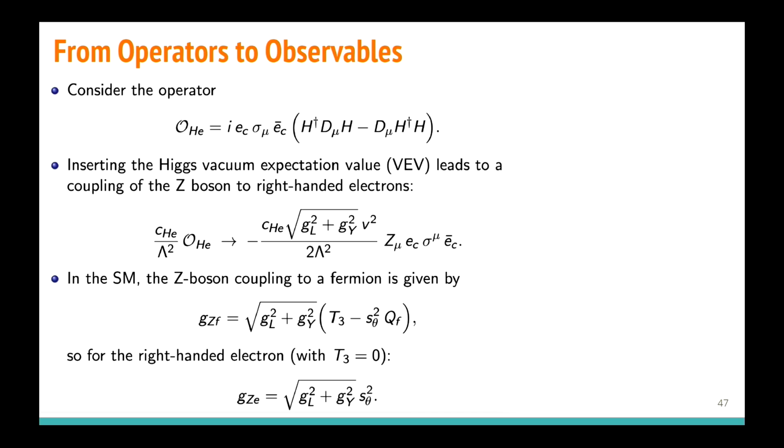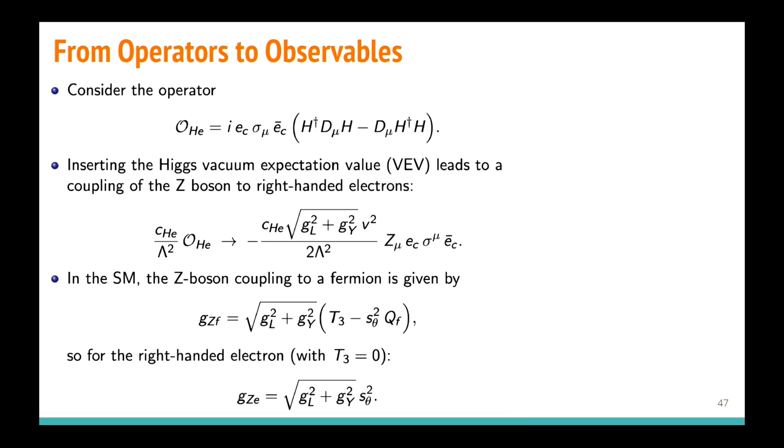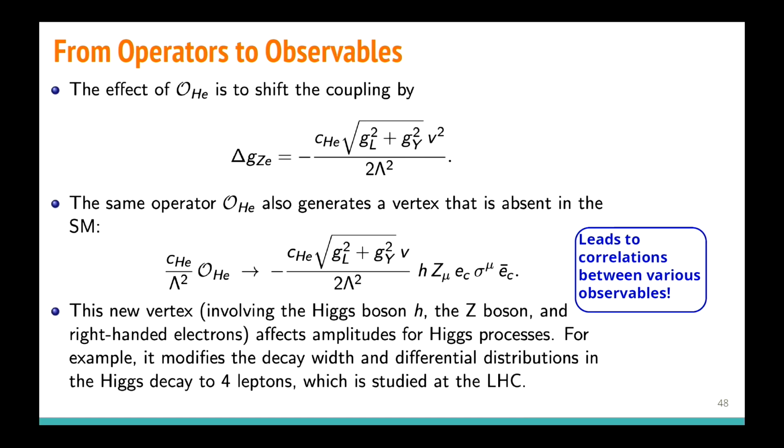In the standard model, the Z boson coupling to fermions is a familiar expression. So this comprises both the left-handed couplings as well as the right-handed couplings. In order to obtain the right-handed coupling, we set this T3 to 0 and Q_f will be equal to -1. So this is my right-handed coupling of the Z boson with the right-handed electrons. So now I see that this g_Z^e was my original coupling. Now it has encountered a shift because of this operator, and this is the shift quantity.